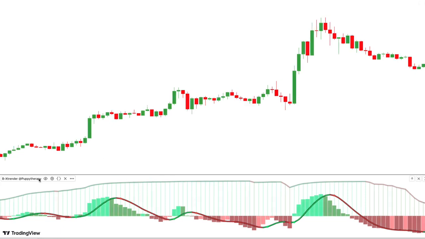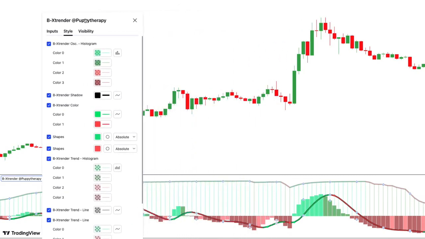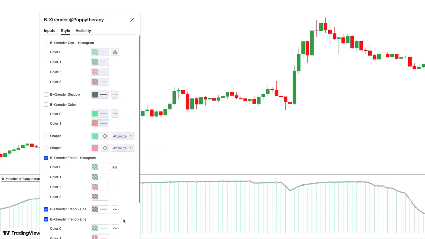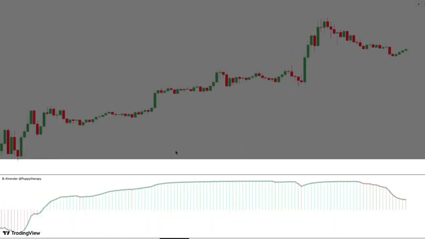If we go into the settings, we can see we have minimal options available for the inputs, but in the styling options, we have a number of options available that you can use to customize the indicator to your liking. To further explain how exactly this indicator works, let's go ahead and disable the shadow, color, and the histogram. Let's first focus on the trend detection aspect.